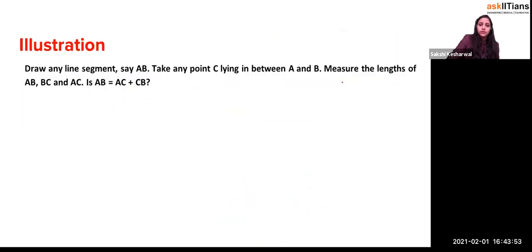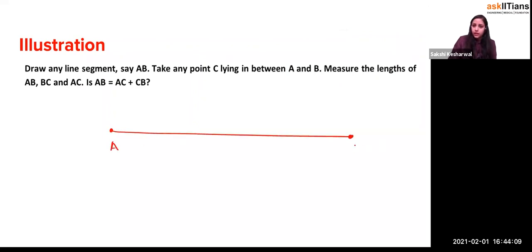Now, coming to the next slide. It says: draw a line segment AB, take any point C between AB, and measure the lengths AB, BC and AC. AB is equal to BC plus CB, right? So let us suppose I made a line segment like this. This is A and this is B. It says take any point C. So this is a point C I'm taking, right?